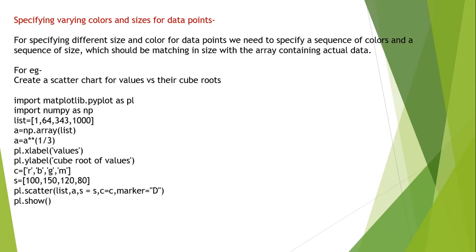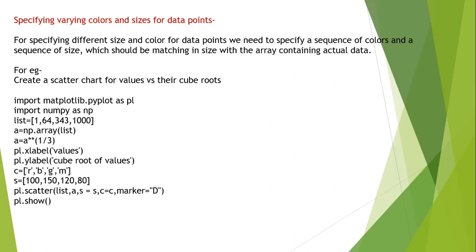Okay, so it will understand by itself by default that the first data should be shown in red color, the second in blue color, then green color, then magenta color. Magenta means pink, you know that. Now S is equal to 100, 150, 120 and 80. So these are the marker sizes. Okay, so respective sizes will be taken here.